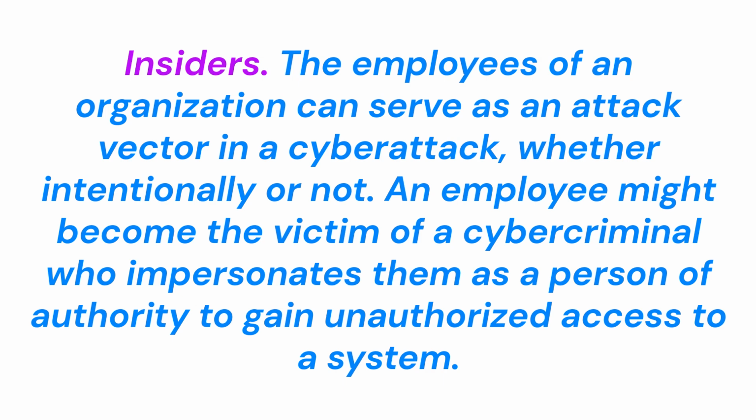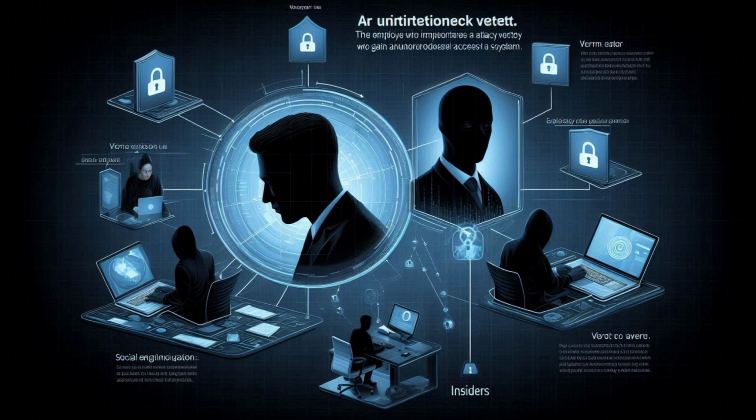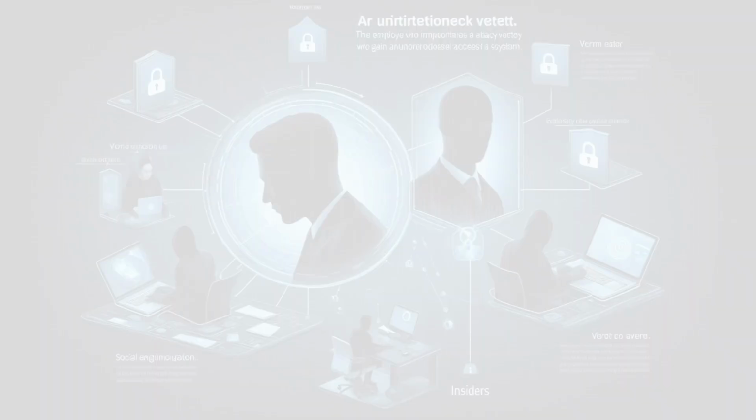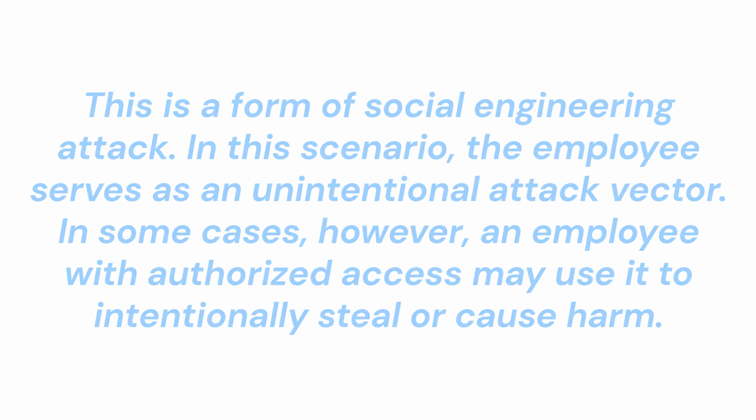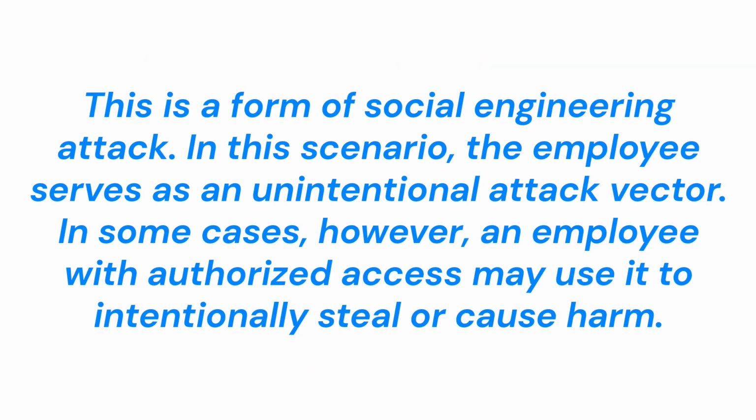Insiders. The employees of an organization can serve as an attack vector in a cyber attack, whether intentionally or not. An employee might become the victim of a cyber criminal who impersonates them as a person of authority to gain unauthorized access to a system. This is a form of social engineering attack. In this scenario, the employee serves as an unintentional attack vector. In some cases, however, an employee with authorized access may use it to intentionally steal or cause harm.